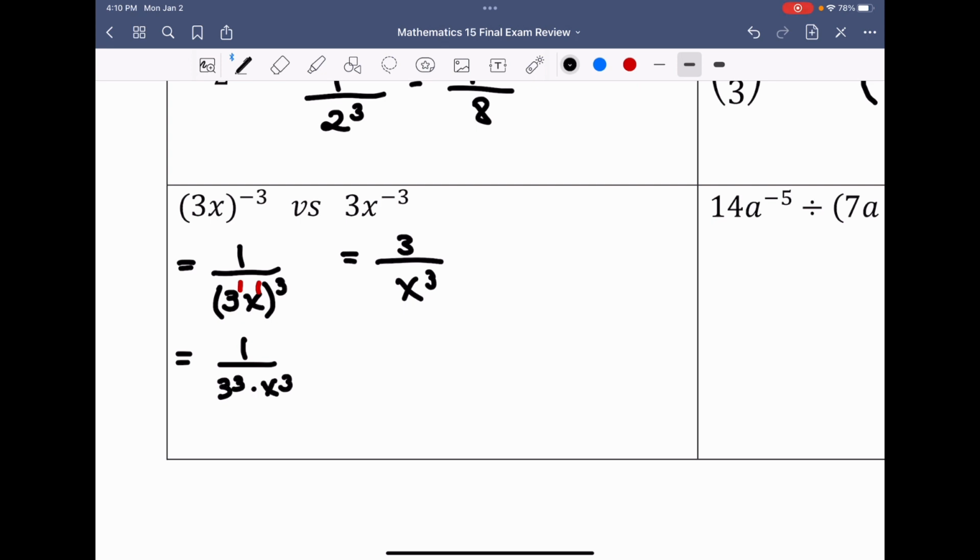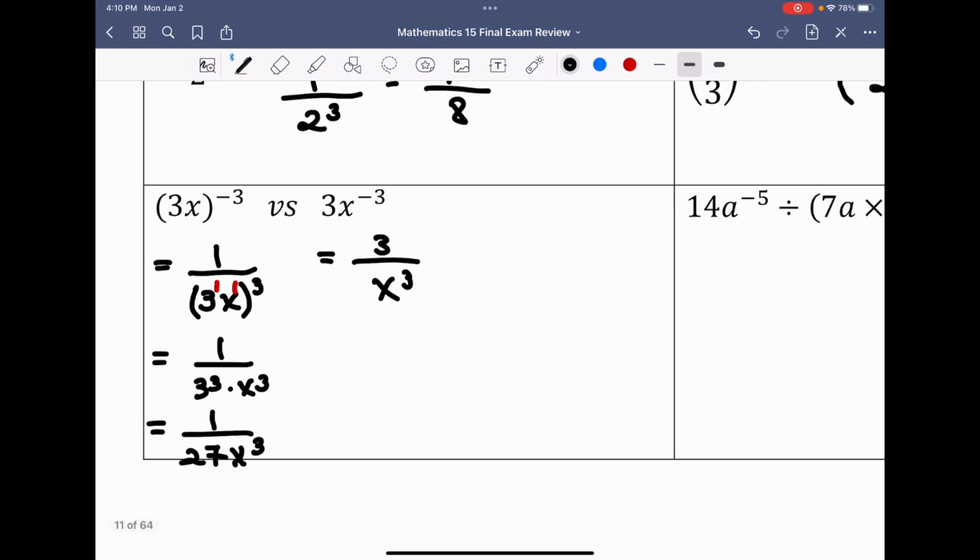And then the other side, that one's already simplified, so I can't really do much with that. This is going to be equal to 1 over 3 times 3 is 9, times 3 again is 27, x cubed. So you should get positive 1 over 27x to the 3rd power. And then in the other example, all that moves down is the x to the 3.